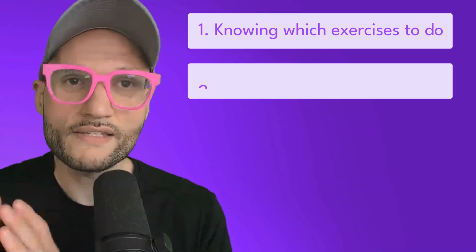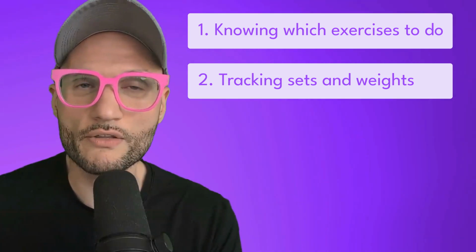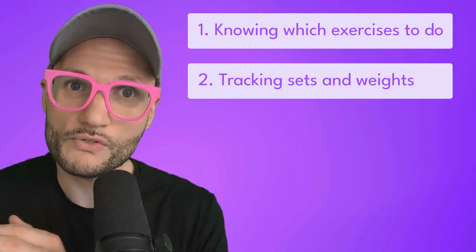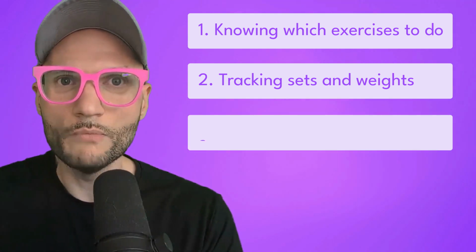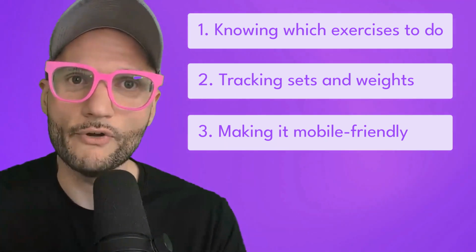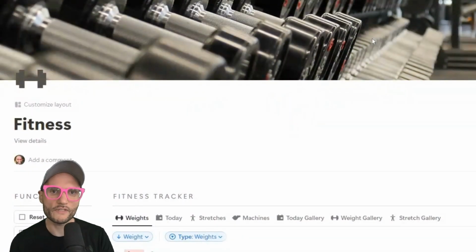The second is keeping track of how many sets of an exercise that I've done, and also making sure that I'm using the weight that's appropriate, remembering the weight that I left off on, and also increasing the weight over time. The third thing that we're going to talk about is mobile-friendly tweaks that I've made to Notion, because being able to do this on your phone is really important. So let's jump into Notion, and let's actually look at this fitness tracker together.